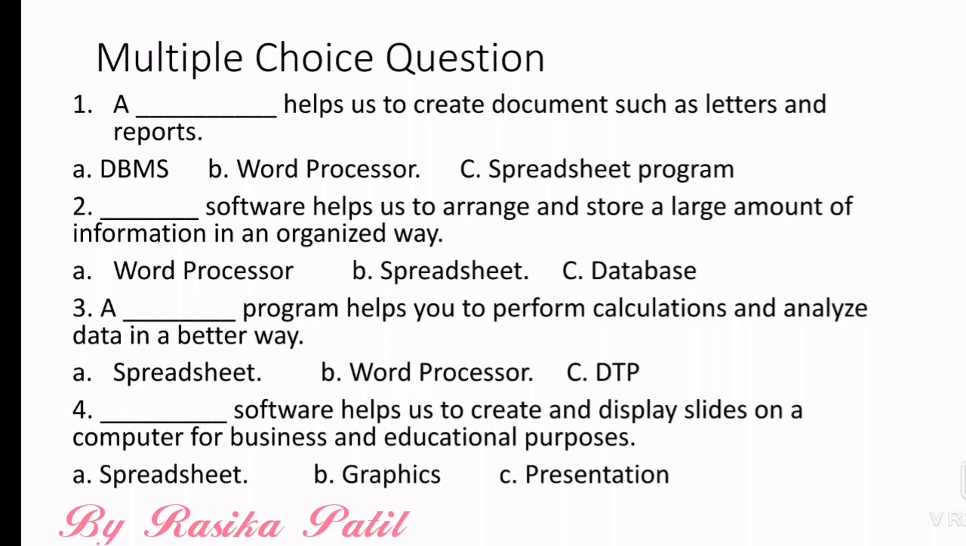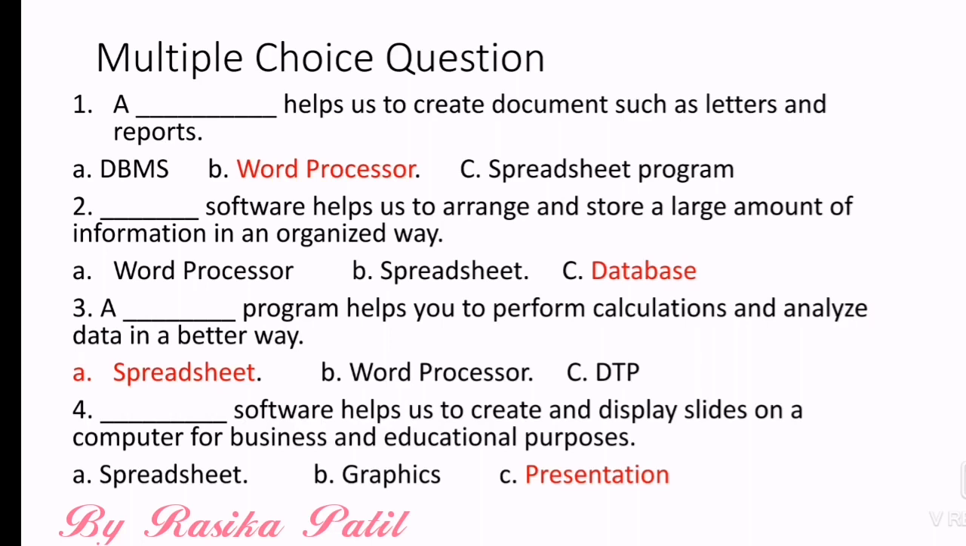Now let us discuss the answers. So the first answer is word processor. A word processor helps us to create documents such as letters and reports. Now database software helps us to arrange and store a large amount of information in an organized way. A spreadsheet program helps you to perform calculations and analyze data in a better way. Presentation software helps us to create and display slides on a computer for business and educational purposes. Now these are the multiple choice questions.